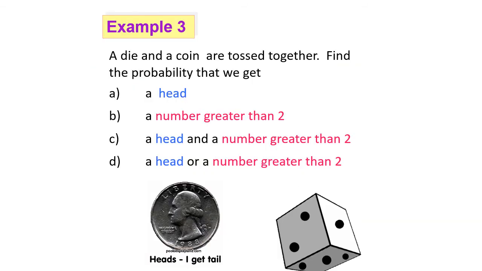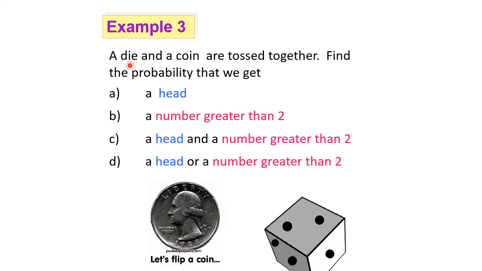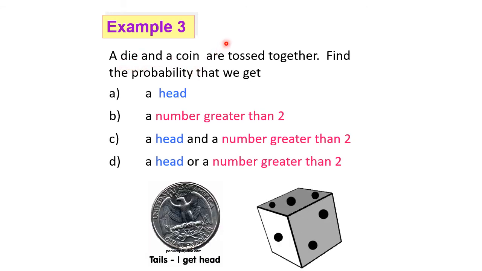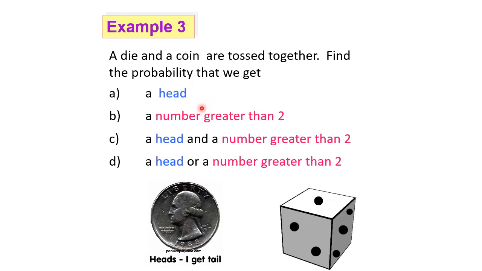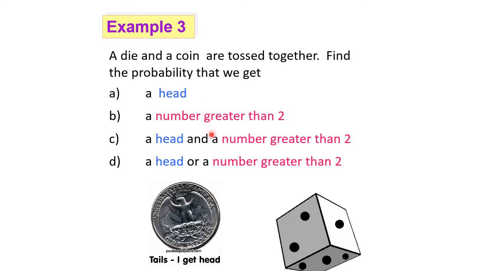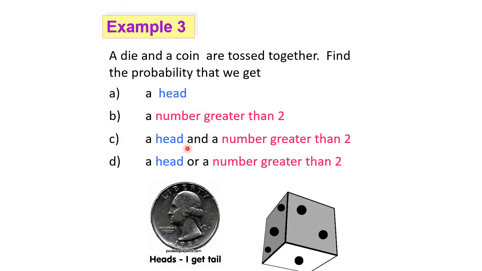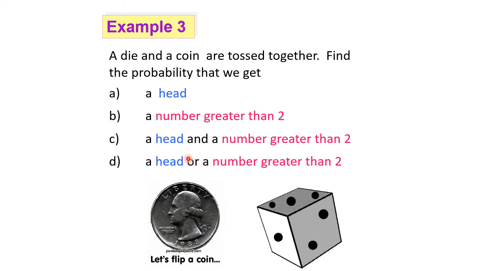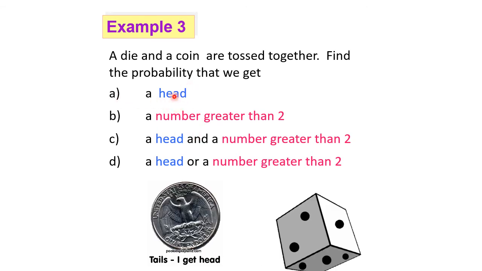Right, so now we take example 3. So a die, remember we already discussed what is a die. This is the single dice, and a coin are tossed together. Find the probability that we get A, a head, B, a number greater than 2, C, a head and a number greater than 2, D, a head or a number greater than 2. Okay, so notice, especially for question C and D, in question C we have and, and in question D we have or. So before that, we try to solve A and B first. So these two are basic events here.